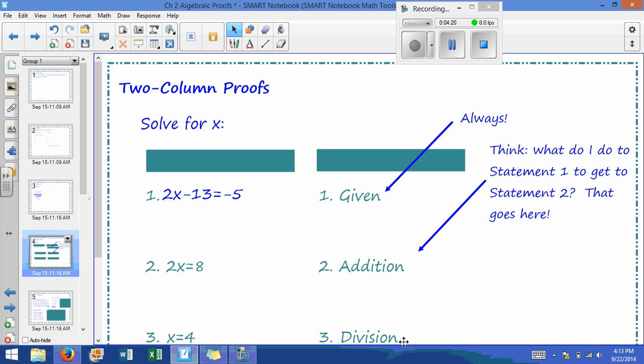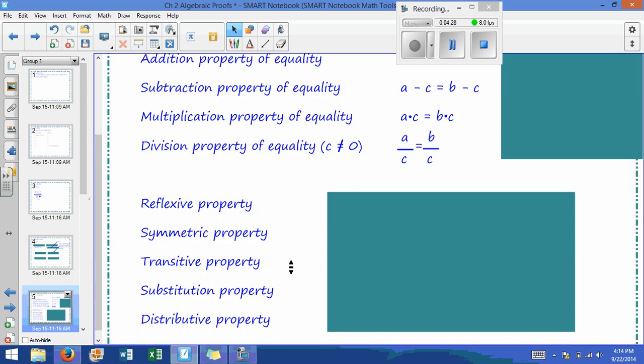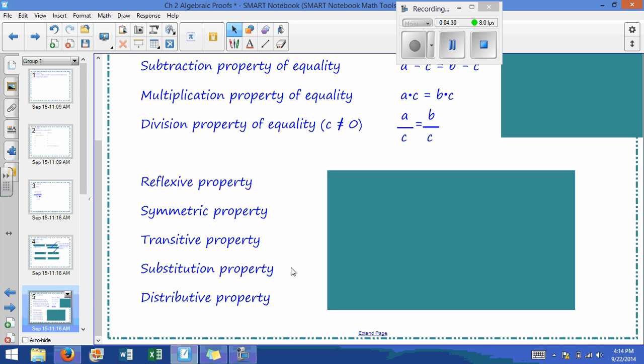Those are kind of lengthy. So for now, I'm going to just let you get by with saying division property or subtraction property. You don't have to write the equality part. Okay, these are the other algebraic properties that are on your guided notes, and these are kind of weird ones. You'll understand them better when we get to our geometric proofs. So just bear with me and put them in your notes for now.